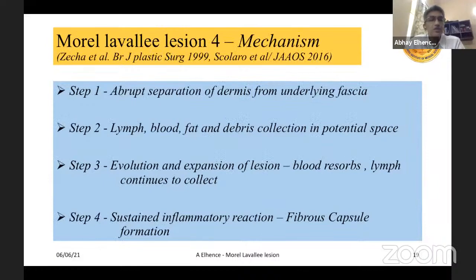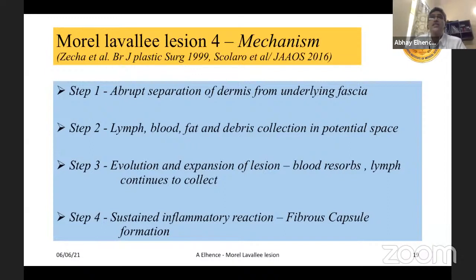The important thing to understand is what is the mechanism. Once there is a tangential shear force of a high energy trauma, whether it is a motor vehicle accident or a fall from height or a motorcycle accident, essentially what happens as a starting point is an abrupt separation of the dermis from the underlying fascia. And then into this, the traversing vessels of the dermis bleed in, and there is a collection of blood, fat, and debris. This essentially starts to form a cavity which is lined by mesothelium. And therein, you have lymph collecting inside this Morel-Lavallée lesion, which is why these lesions will not resolve, as the lymph clogs the vessels. And once the pseudo capsule is formed, it is like a pseudo cyst, which will not go away.